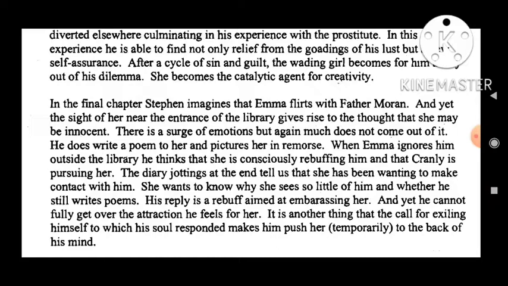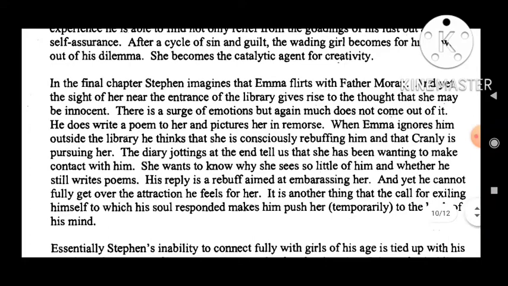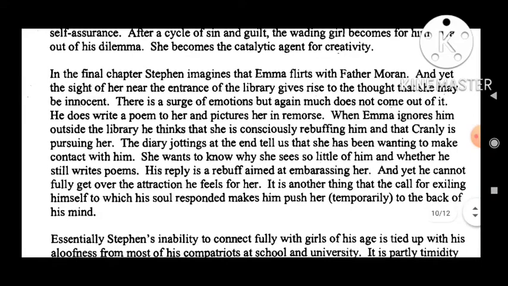After a cycle of sin and guilt, the wading girl becomes for him a way out of his dilemma. She becomes the catalytic agent for creativity. So here, she refers to whom? Emma.